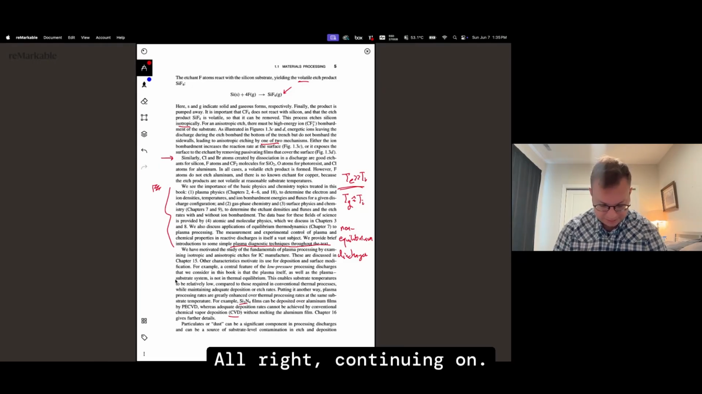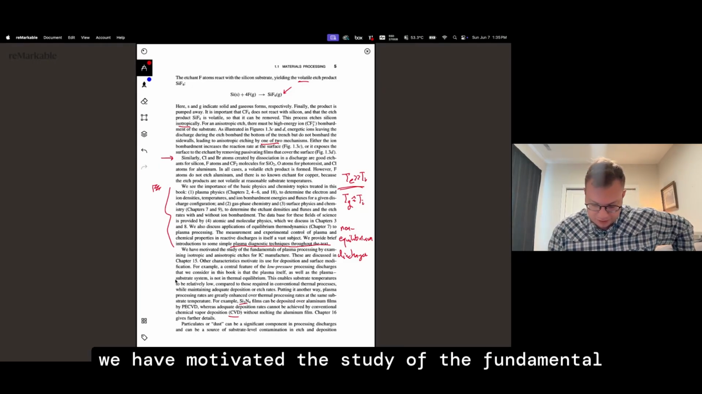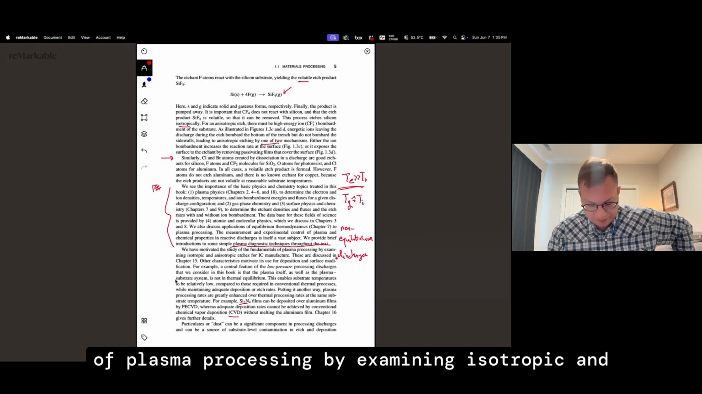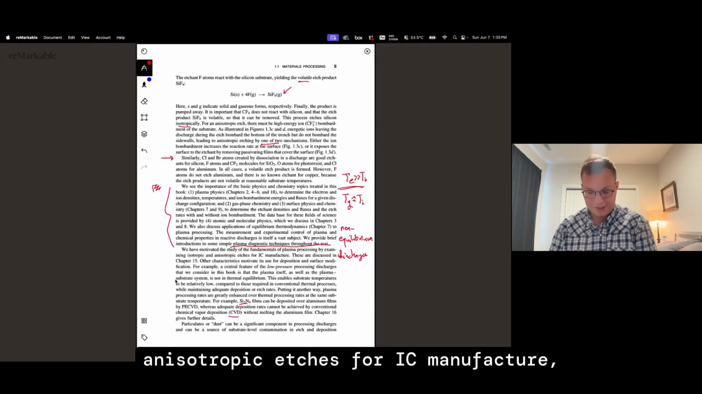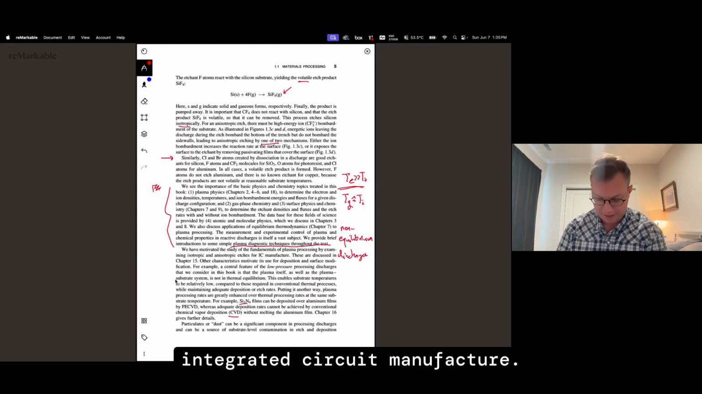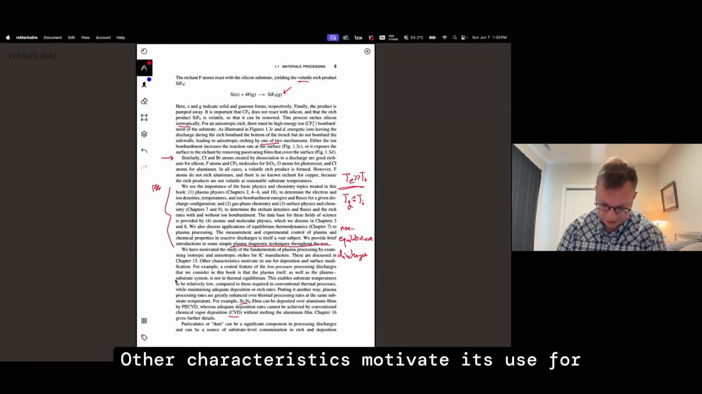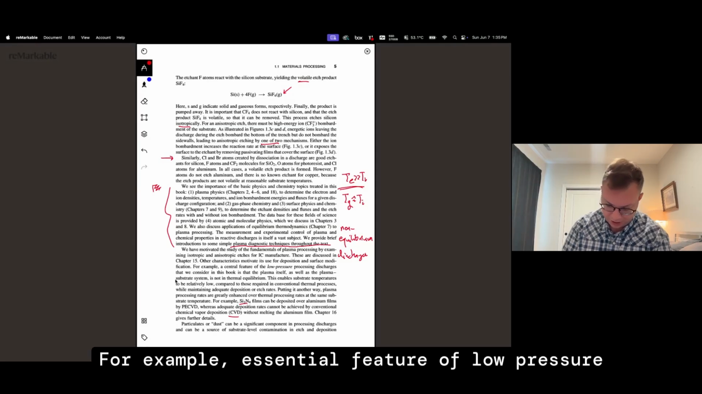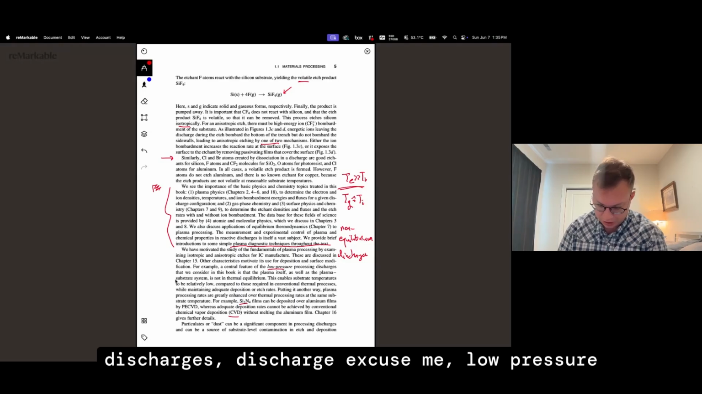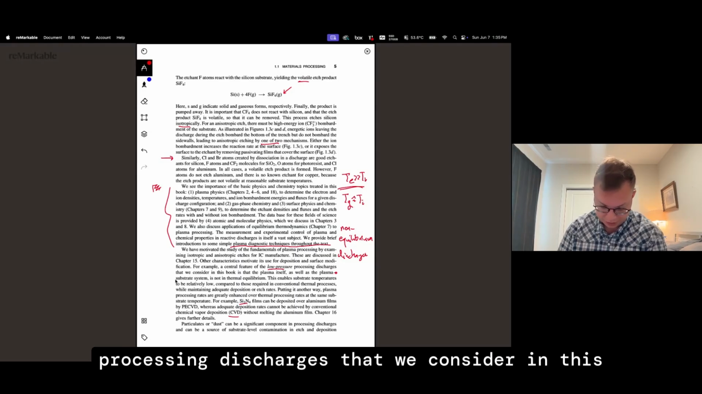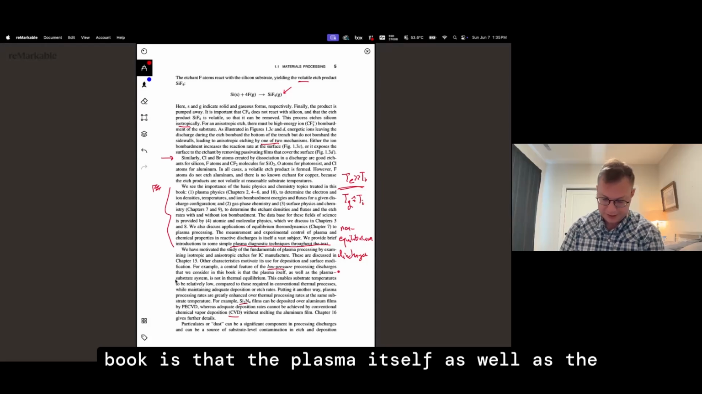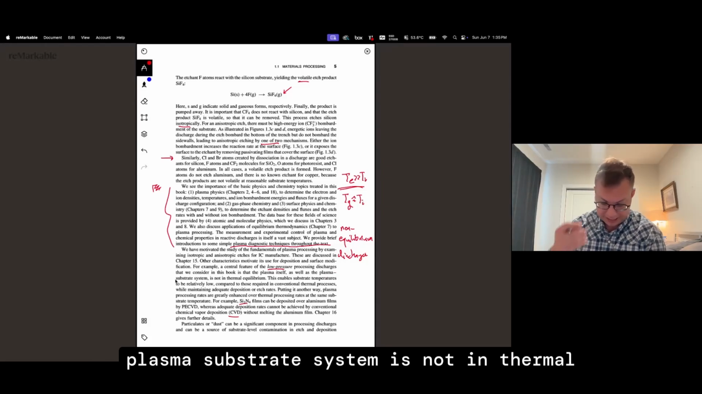All right, continuing on. We have motivated the study of the fundamentals of plasma processing by examining isotropic and anisotropic etches for IC, integrated circuit, manufacture. These are discussed in Chapter 15. Other characteristics motivate its use for deposition and surface modification. For example, an essential feature of the low-pressure processing discharges that we consider in this book is that the plasma itself, as well as the plasma-substrate system, is not in thermal equilibrium.